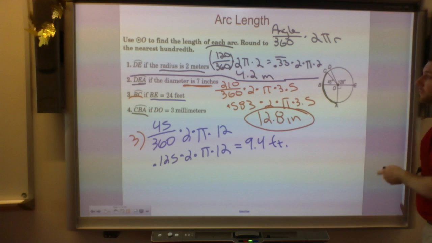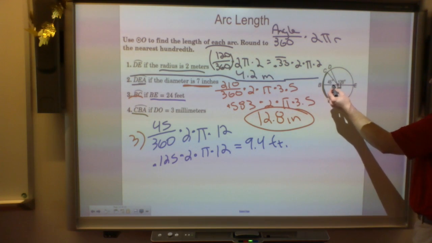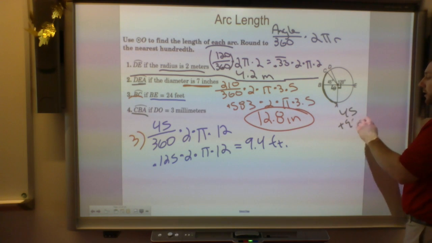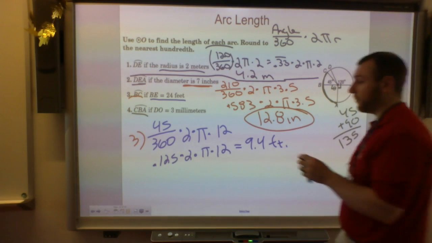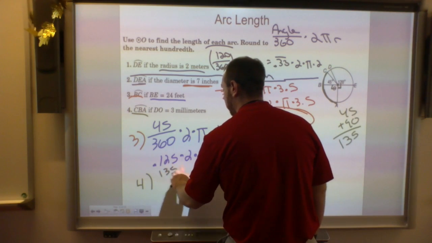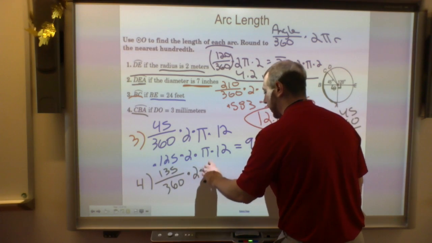CBA. So I have to find that angle. Well, if this is 90, this is 90, right? So I'm going to do 45 plus 90, and I get a grand total of 135. So for question number 4, I'm going to do 135 over 360 times 2 times pi.